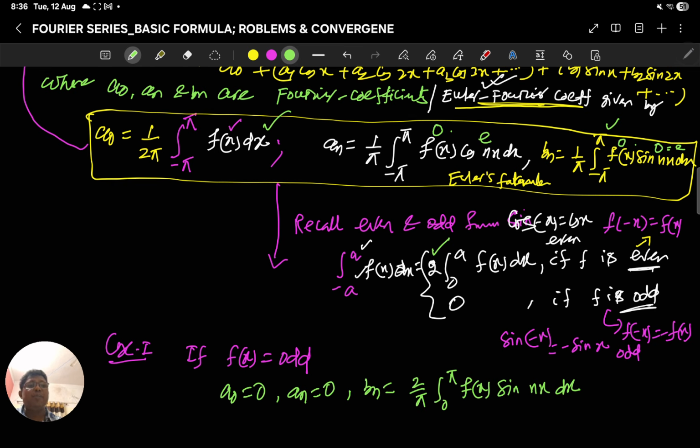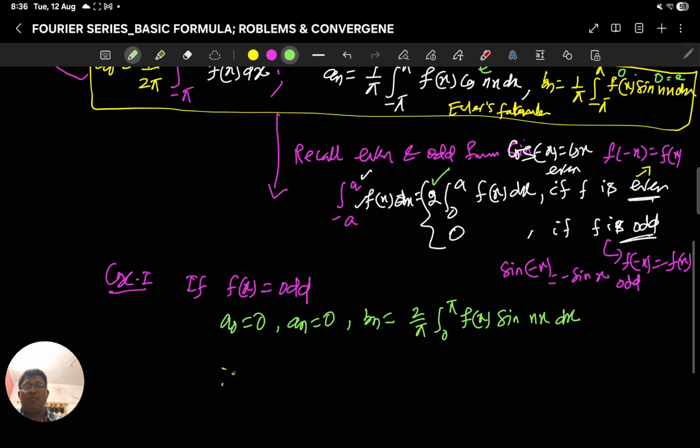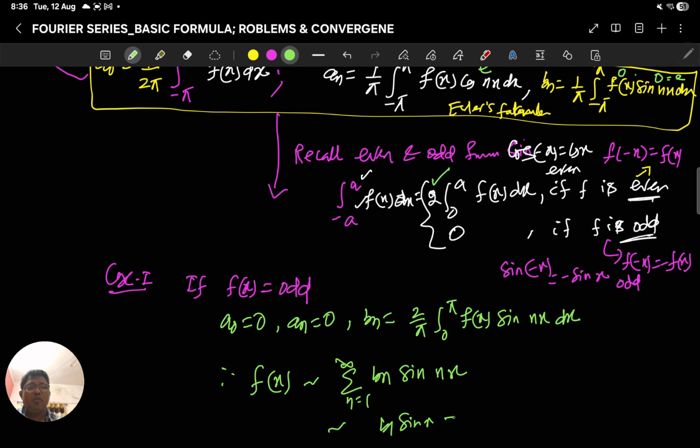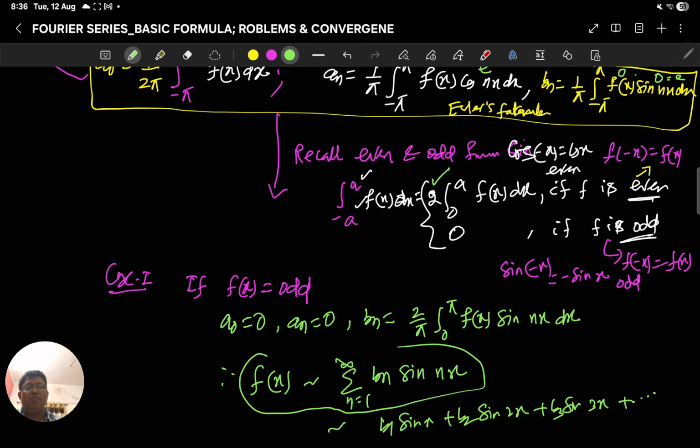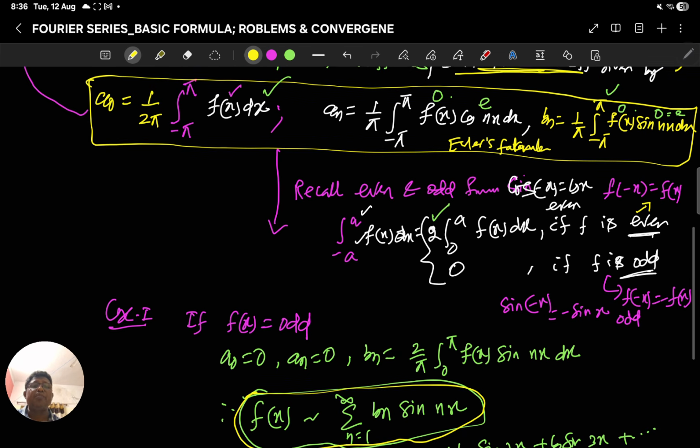So now what will happen to your Fourier series? Therefore your f of x will be only the summation n equals 1 to infinity of bn sin nx. Is that not simple? So this is b1 sin x plus b2 sin 2x plus b3 sin 3x, and so on. So this is your Fourier series for the odd case, right? Clear? Is that not simple?